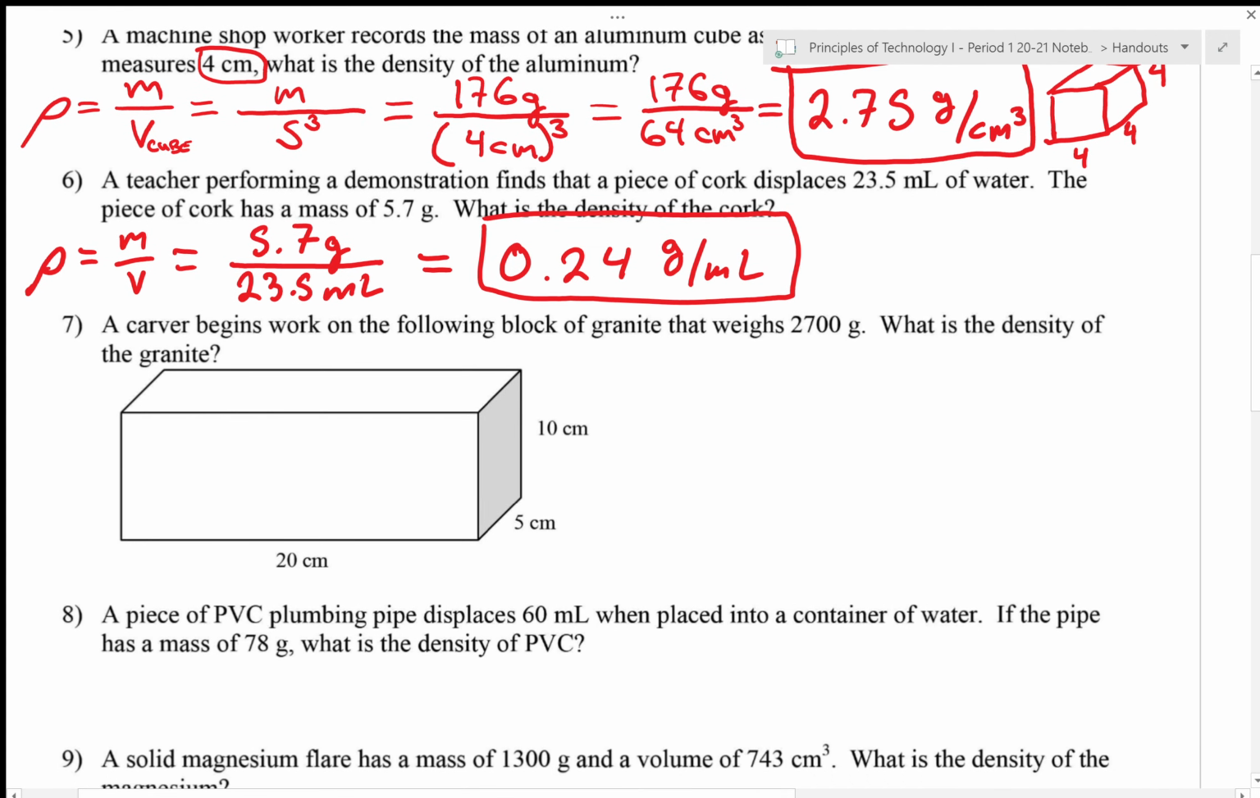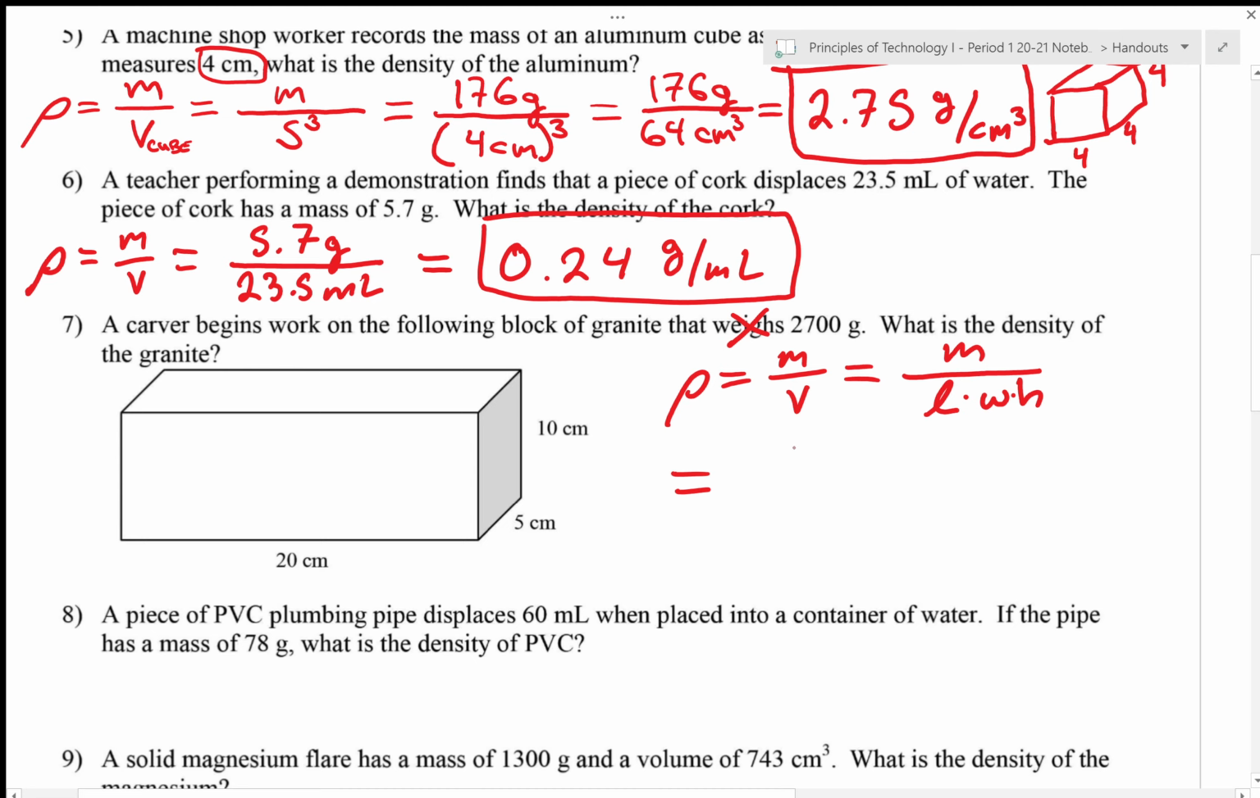Number 7, a carver begins work on the following block of granite that has a mass, not weighs, 2,700 grams. What is the density of the granite? So again, density is equal to mass divided by volume. In this case, we do not have the volume, but we have the measurements of a rectangular prism. So we take the mass and divide it by the equation to find the volume of a rectangular prism, that's length times width times height of the prism.